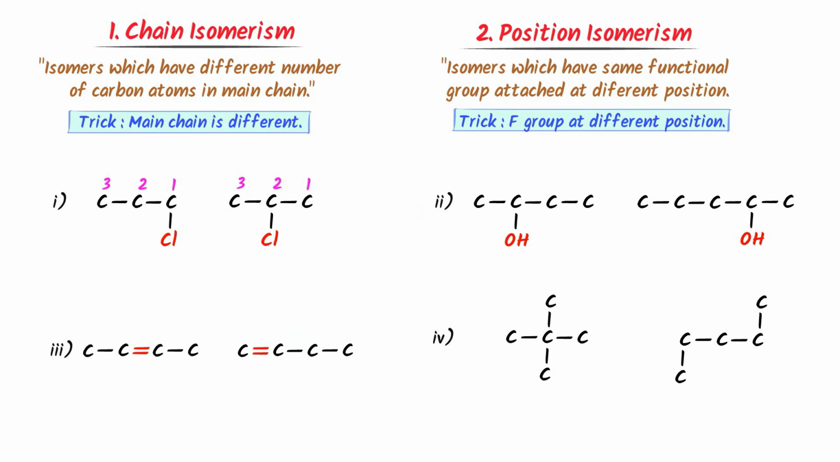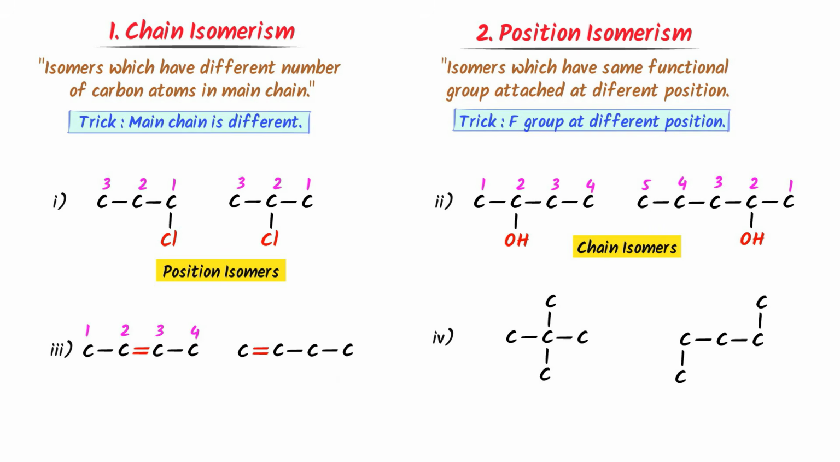Well, they both have the same carbon chain, having 3 carbon atoms in the main chain. But here, the chlorine is present at the first carbon, and here, the chlorine is present at the second carbon. So they are position isomers. Secondly, this compound has 4 carbon atoms in the main chain and this compound has 5 carbon atoms in the main chain. So they are chain isomers.